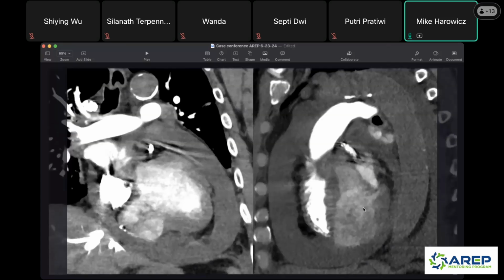And this is a sagittal view. You could also see you sort of lose this donut inferiorly here. This is a little outpouching here. So this is another post-infarct VSD.